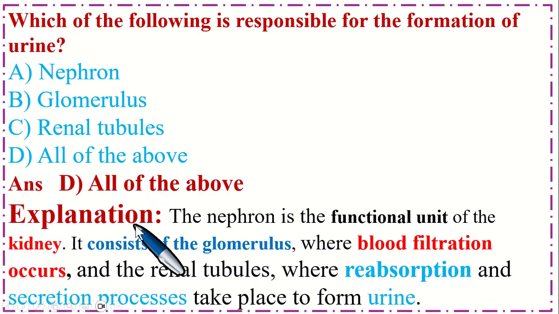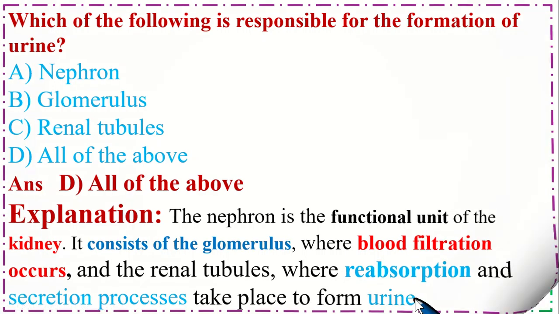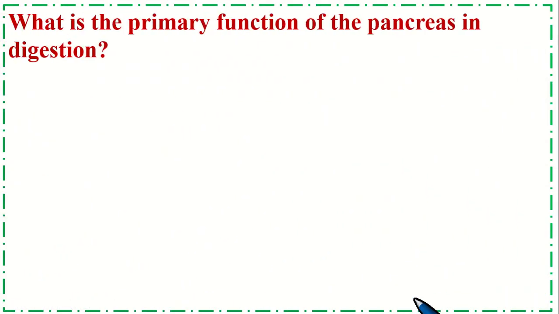Explanation is the nephron is the functional unit of the kidney. It consists of the glomerulus where blood filtration occurs and the renal tubules where reabsorption and secretion processes take place to form urine. Dear students, this is very important MCQs.